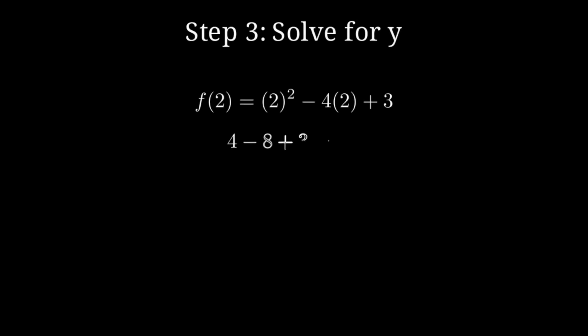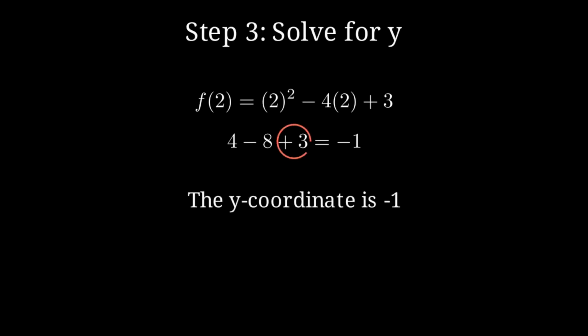To find the corresponding y-coordinate, we plug our x value back into the original function. 2 squared is 4, minus 8 is negative 4, plus 3 gives us negative 1. Our vertex is now fully identified.